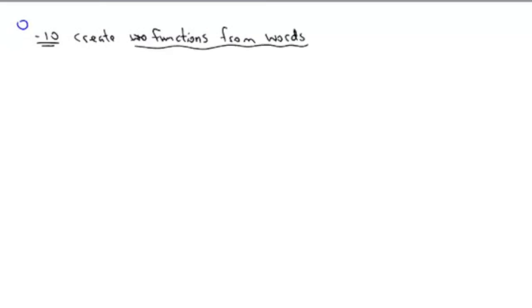The best way I can describe it: we're going to create functions from words. It makes life simple. So, word problems? Well, they're not word problems because we're not solving for something. We're just creating functions to describe a situation. What do they call it? Modeling with functions. Yeah, that's what they call it. Creating functions from an explanation of what's going on.